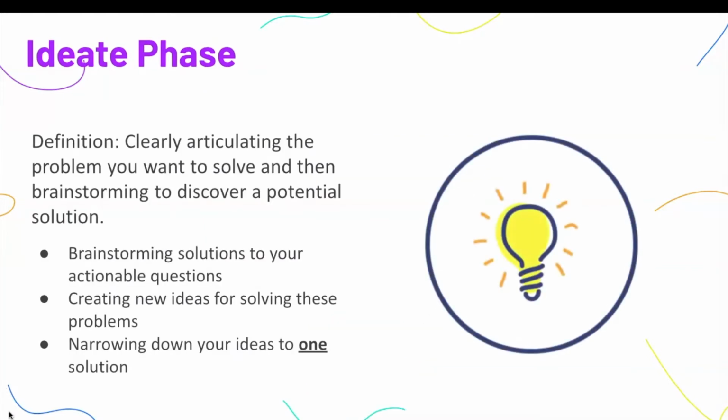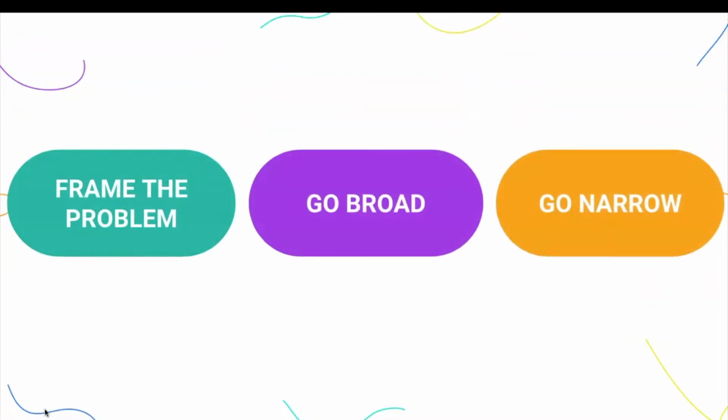In the Ideate phase, students state the problem and brainstorm solutions about their selected global goal. They should try to create several original and unique ideas for the problem, then narrow it down to one. Within the Ideate phase, the activities are divided into three categories: frame the problem, go broad, and go narrow. Let's take a look at the activities.